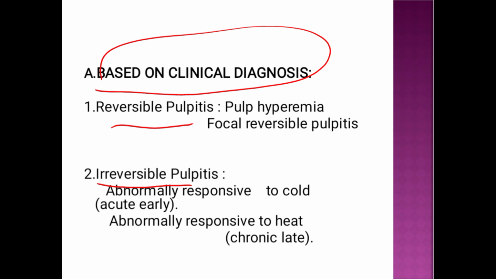If the patient has reversible pulpitis, the patient will have pulp hyperemia, which basically means there is an increased blood flow to the pulp. Focal reversible pulpitis, and then irreversible, with an abnormal response to cold earlier, but to heat it is in the late phase. Okay, it means it is now in the chronic late phase.